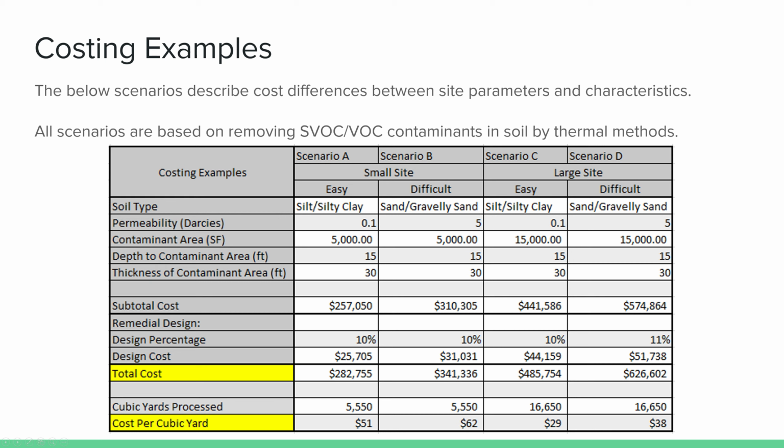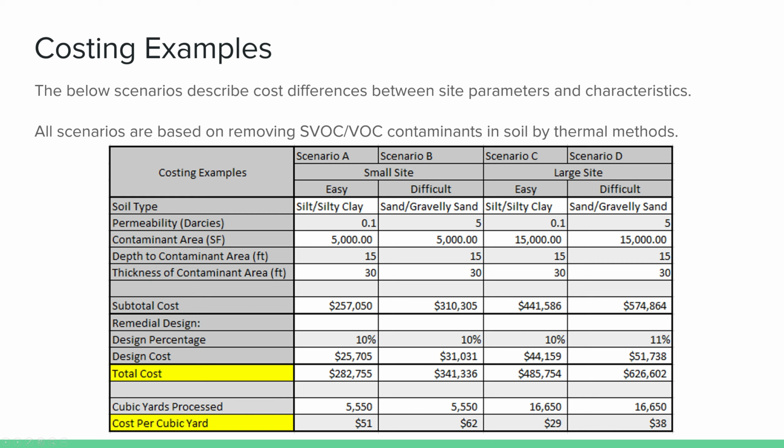On this slide, we have 4 different costing scenarios based on differences between site parameters as well as soil characteristics. All of the scenarios are based on removing volatile organic compounds from the soil by thermal remediation methods. You'll see the first 2 columns, scenario A and scenario B, are based on a small site of 5,000 square feet, while scenario C and scenario D are a large site based on 15,000 square feet. Both the depth of the contaminant area as well as the thickness of the contaminant zone are equal in all scenarios to make an equal comparison.